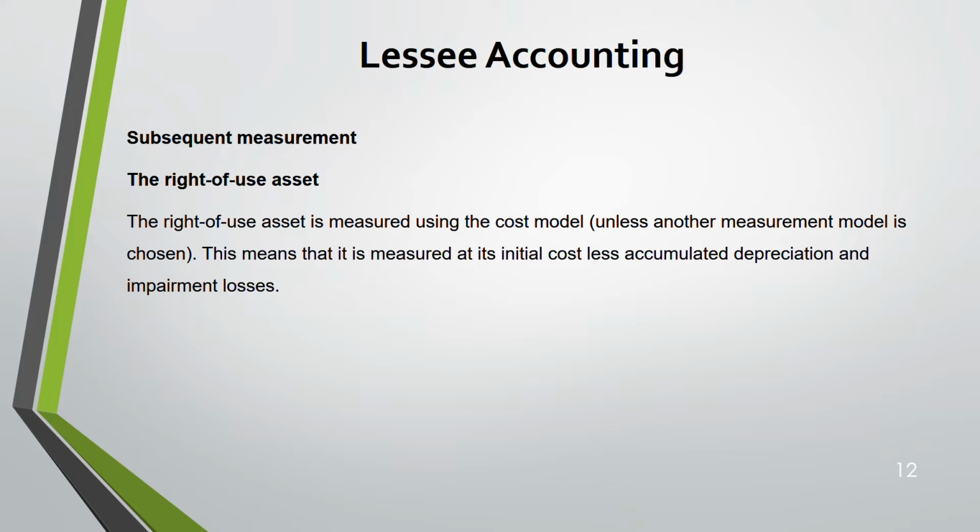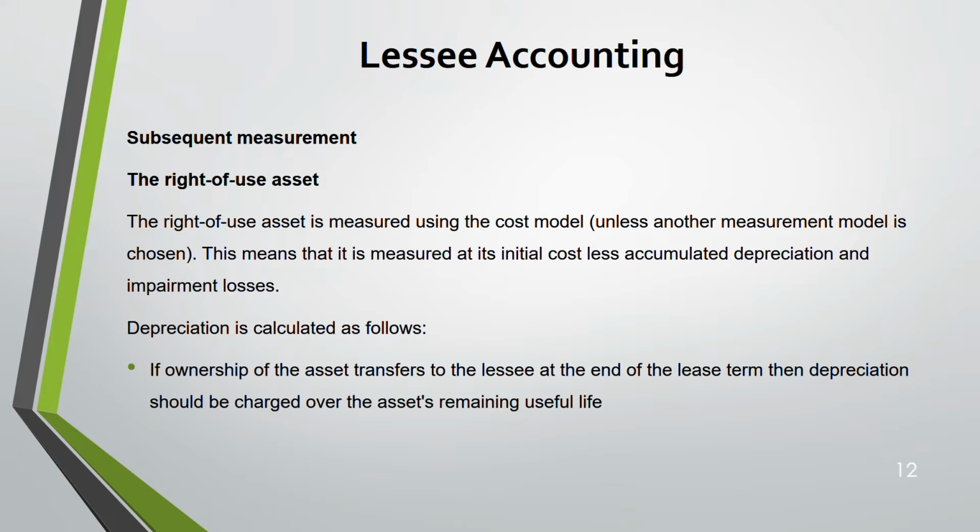How we normally take under IAS 16 assets, non-current assets, cost minus accumulated depreciation minus impairment loss is the same. And depreciation is calculated like this. If the ownership of that asset is transferred to the lessee at the end of the lease term, then depreciation should be charged over the asset's remaining useful life.